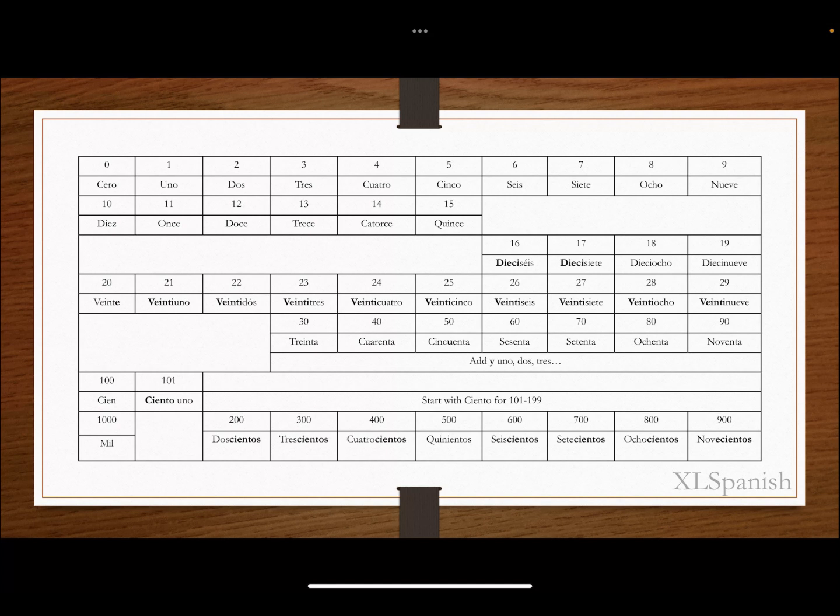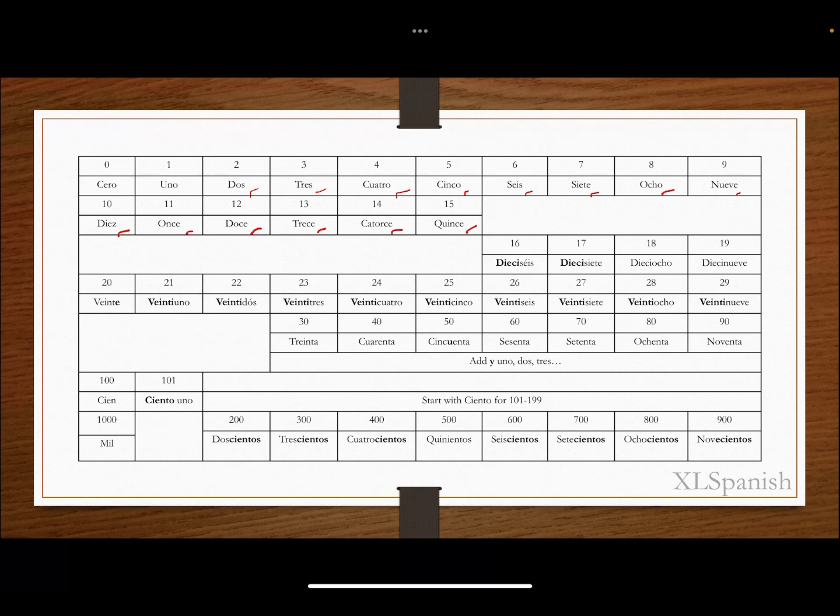The first number is cero. It sounds very similar to the English zero. Then we go to uno, dos, tres, cuatro, cinco, seis, siete, ocho, nueve, diez, once, doce, trece, catorce, quince.